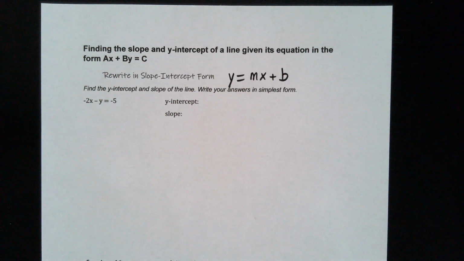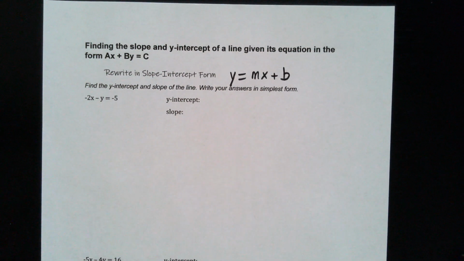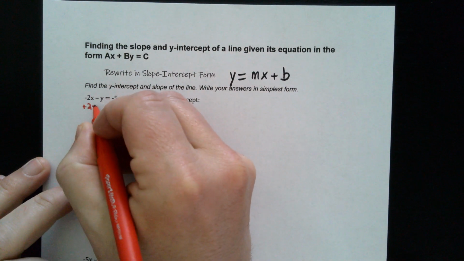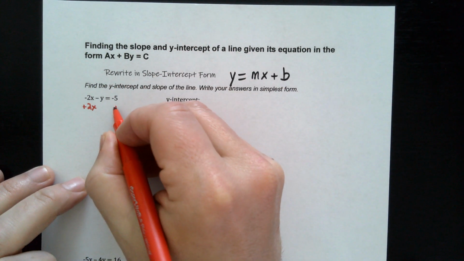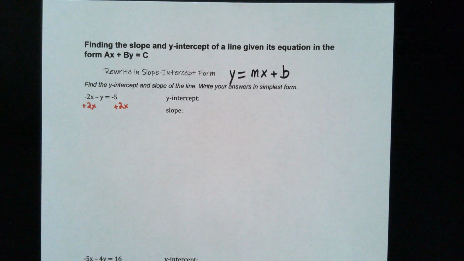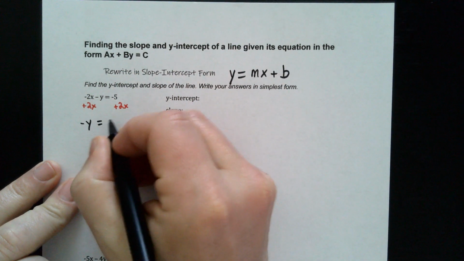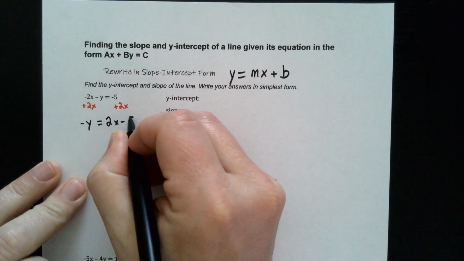Okay, so let's take a look at the first problem. We've got negative 2x minus y equals negative 5. So I need to get y by itself. So I will get rid of this negative 2x here. What I need to do is add it. Since it's a negative 2x, I need to add 2x to both sides. And that will give us negative y is equal to 2x minus 5.